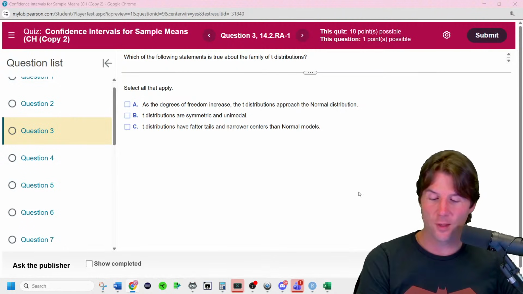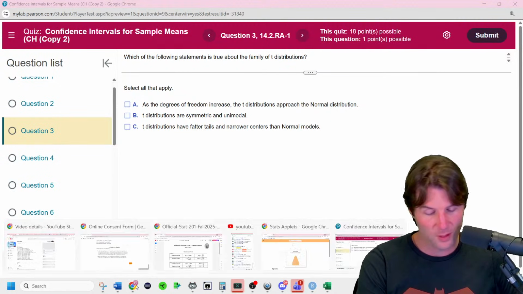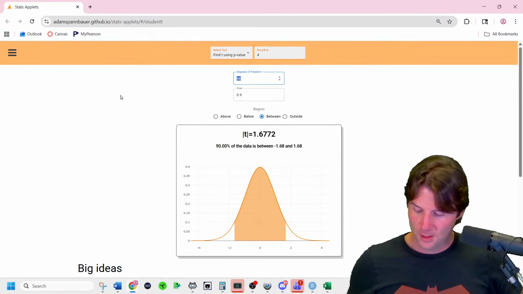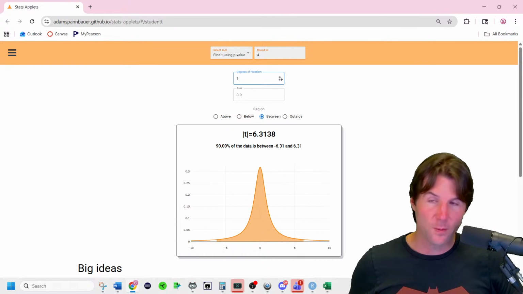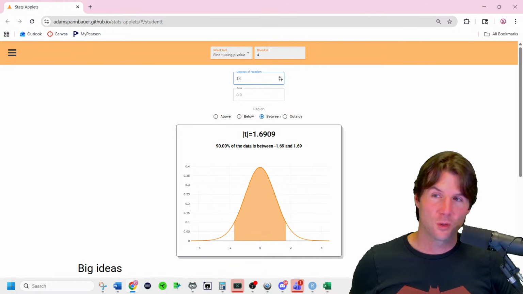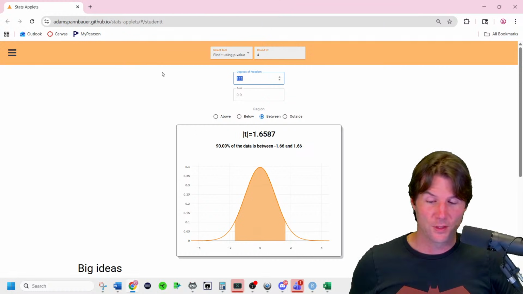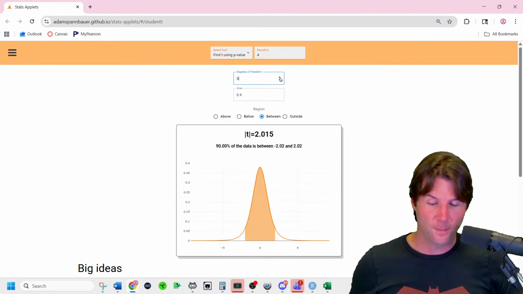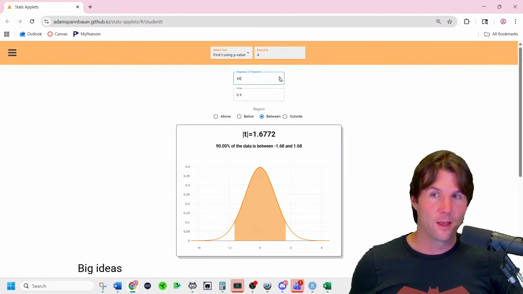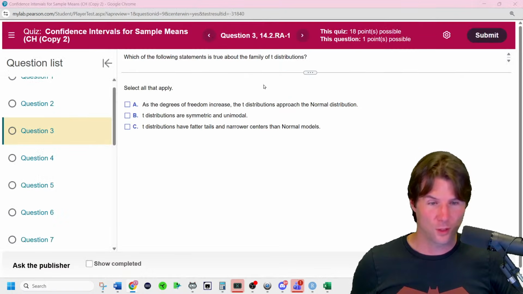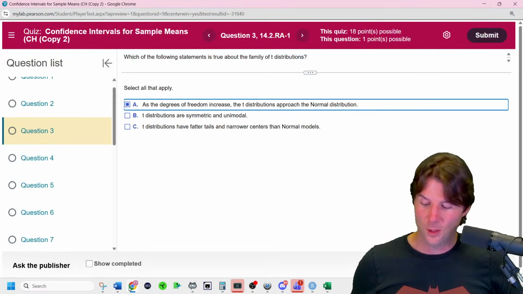As the degrees of freedom increase, the T becomes more normal. Type T or F in the chat. As degrees of freedom increase, the T goes towards the normal. I'm increasing degrees of freedom. True or false? So here there are low degrees of freedom, and here I'm increasing degrees of freedom. As degrees of freedom increase, the T goes towards the normal. Very true. Totally true.